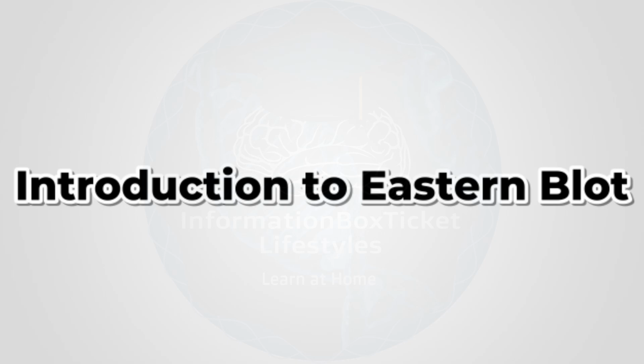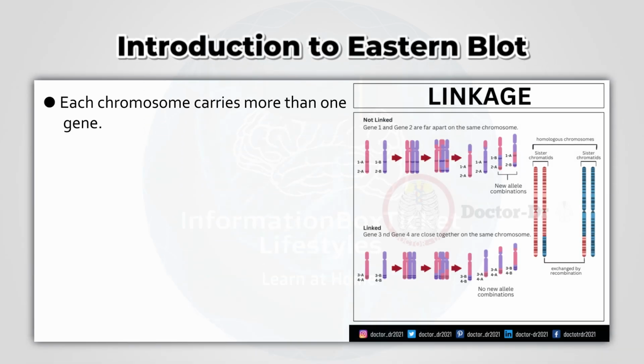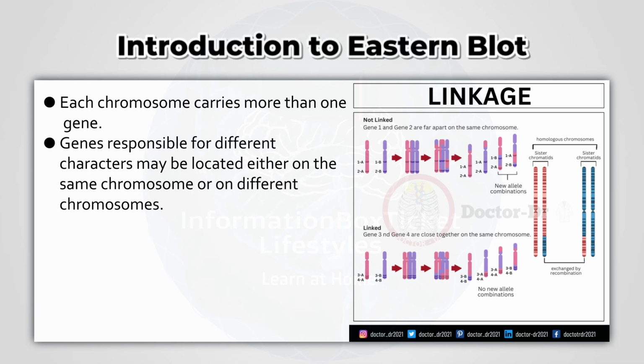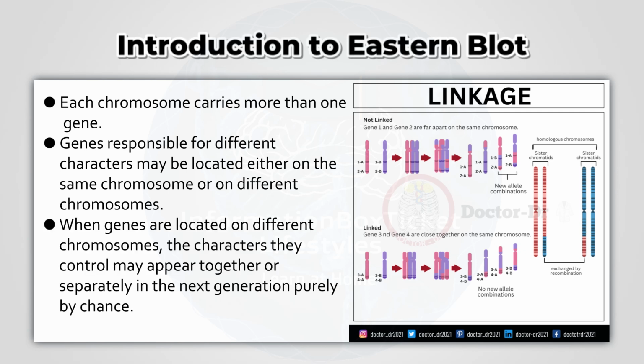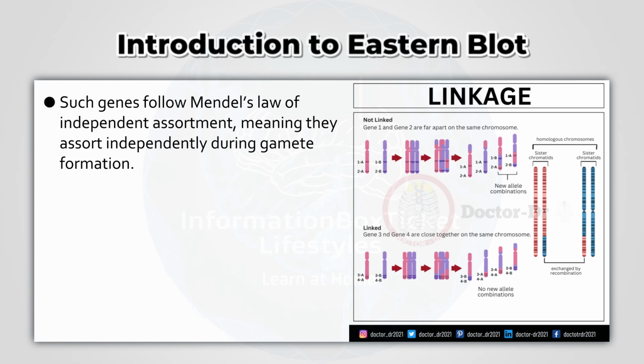Introduction to linkage. Each chromosome carries more than one gene. Genes responsible for different characters may be located either on the same chromosome or on different chromosomes. When genes are located on different chromosomes, the characters they control may appear together or separately in the next generation purely by chance. Such genes follow Mendel's law of independent assortment, meaning they assort independently during gamete formation.